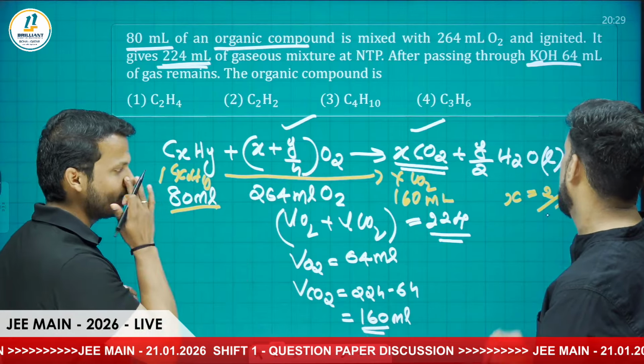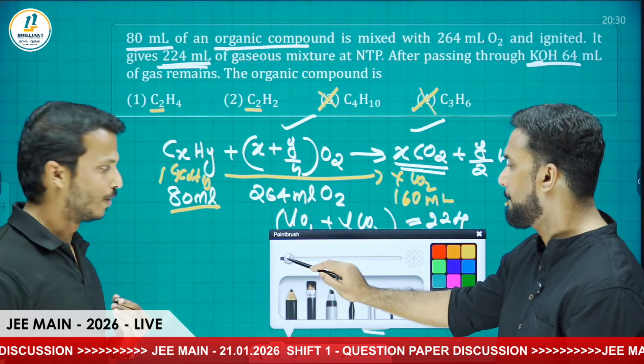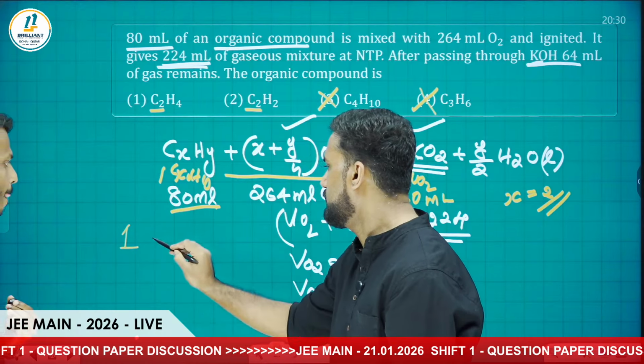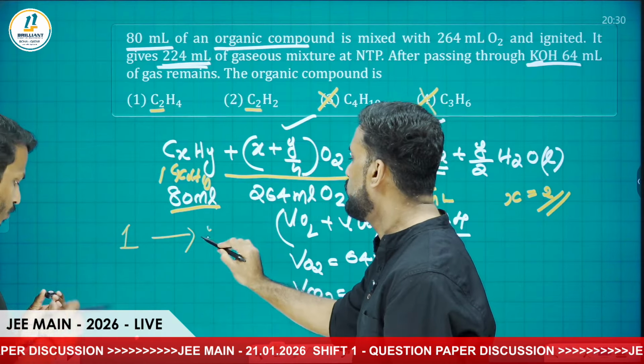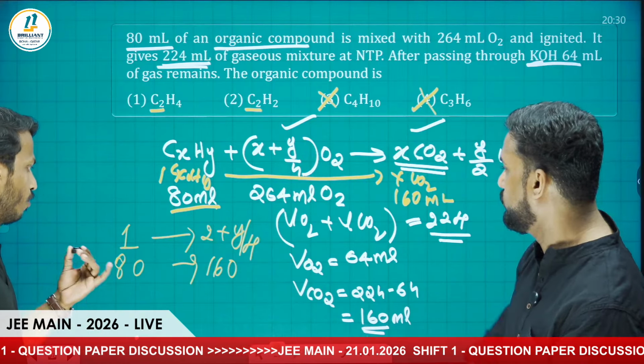So we can cut options 3 and 4. C2, then the confusion is the y value. We can relate their volume and mole ratio, also you can take 1 ml. See, x we already got 2, so it is 2 plus y by 4. Then 80 gives how much? 80 gives 160. So 1 will give 2 plus y by 4 of oxygen.